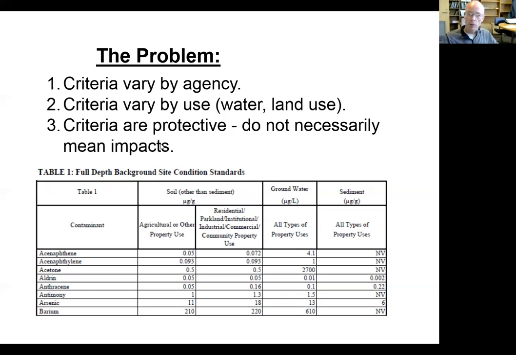And finally, most important is they are very protective. They have to be, because it's the first line of defense we have when protecting the environment. If we do not set our criteria to be protective, then there's a risk that we can have environmental damage and we have no mechanism to protect the environment. So it's the first line in the sand. It does not mean harm. It means we have to look more into the situation.